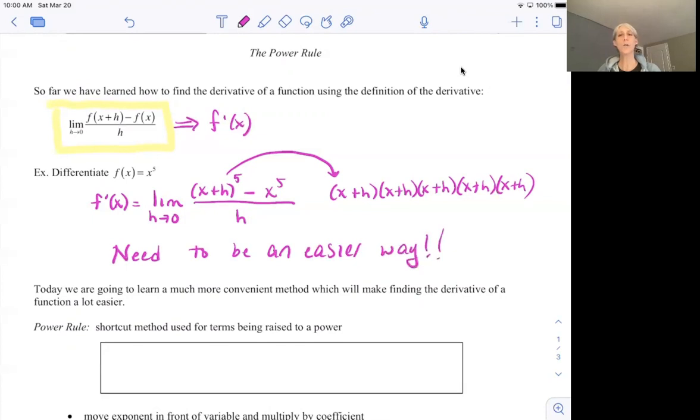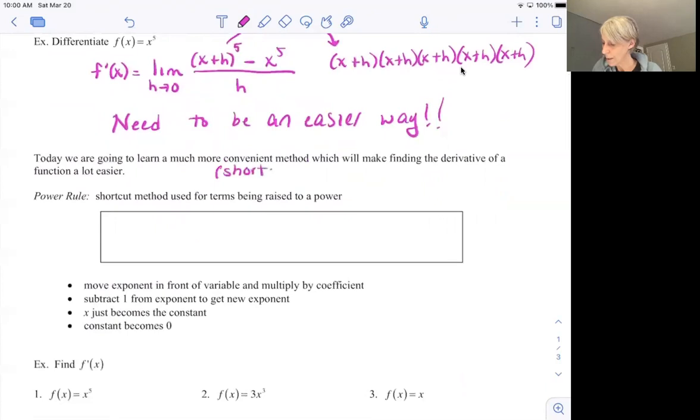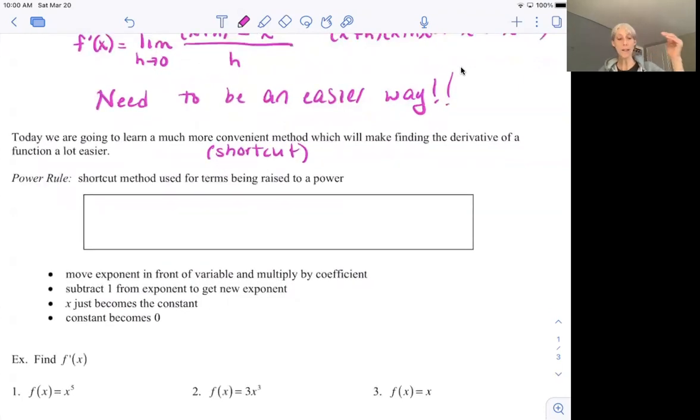Okay. In order for calculus to have developed the way it has, there has to be a different way to do this. So today we're going to learn one of the first shortcut methods, which will make finding the derivative of a function a lot easier. This method is called the power rule, and it's used when you have something being raised to a power. It's if f of x equals x to the n power, then f prime of x equals n times x to the n minus 1.